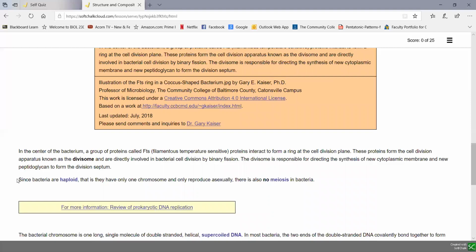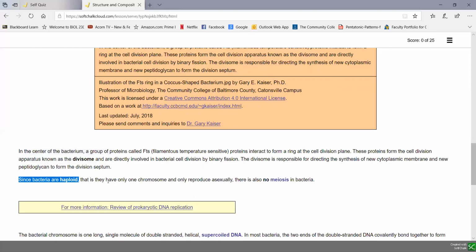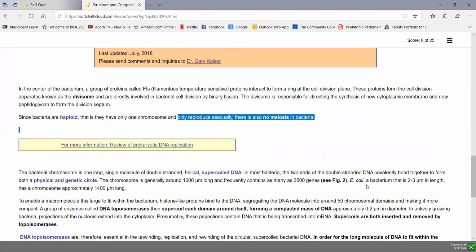And keep in mind that since bacteria are haploid, they have only one chromosome, or they are 1N. They only reproduce asexually, so there is no meiosis in bacteria.